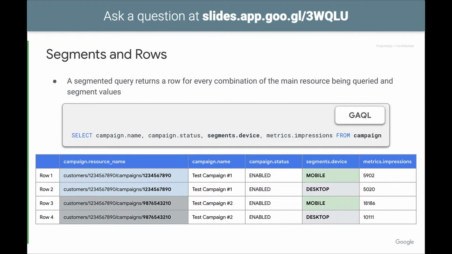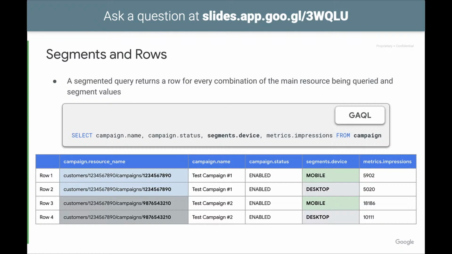Now let's talk about what happens when you put segments into your select clause. So now we've inserted segments.device into our select clause. And what happens here, a segmented query returns a row for every combination of the main resource being queried, so the resource name, as well as the segment values. So let's assume there are only two campaigns in our account, one with the ID 1, 2, 3, 4, 5, 6, 7, 8, 9, 0, and one counting from 9 through 0 backwards. So we have those two campaigns. They're the same color coding as we had on the previous slide.